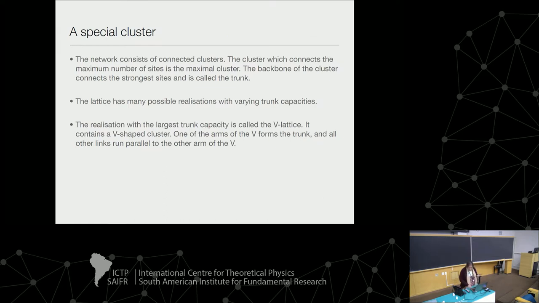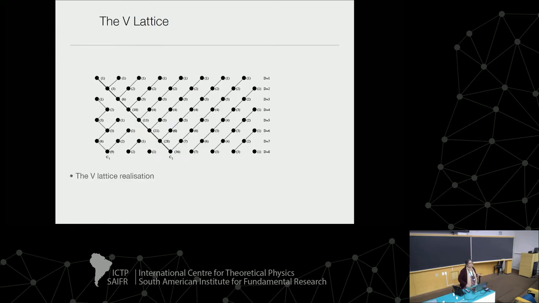So like we said, there are 2 to the n possible realizations. Now I'm going to discuss a special realization. If you look at this realization, you see that out of the 2 to the n realizations, there will be 2 realizations like this.